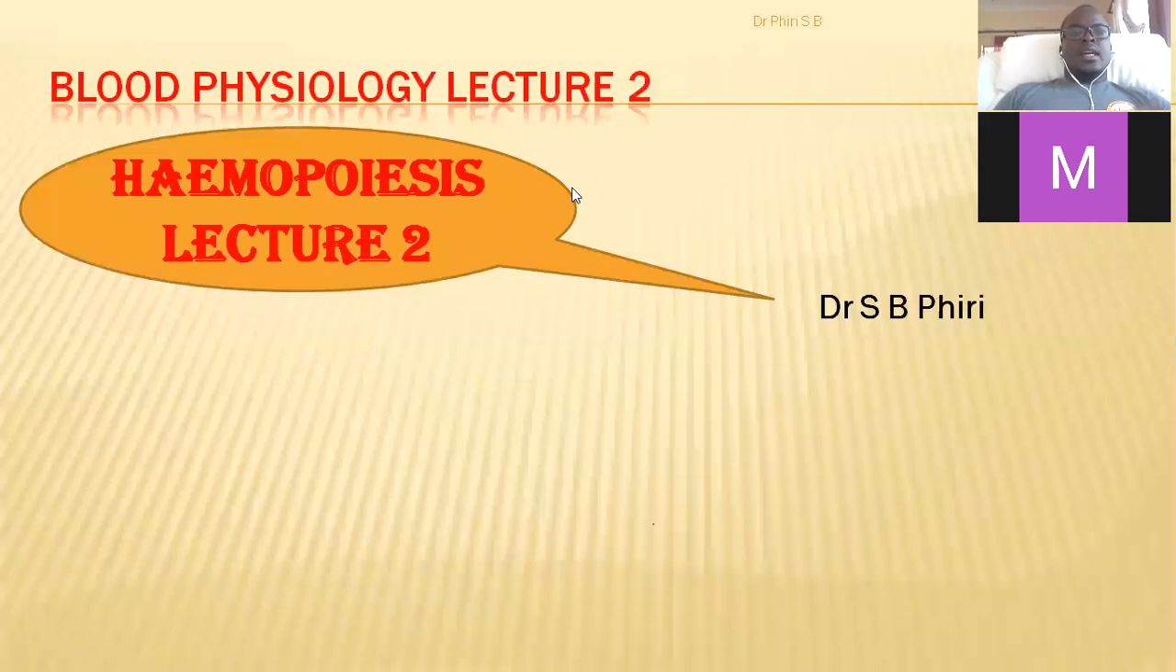Okay, so today's lecture, mainly we'll be looking at hemopoiesis or hematopoiesis. So hematopoiesis is a process by which blood cells are formed. So these blood cells are red blood cells, white blood cells, and platelets. The process in which they are formed is called hemopoiesis or hematopoiesis. So that's what we'll be discussing today.